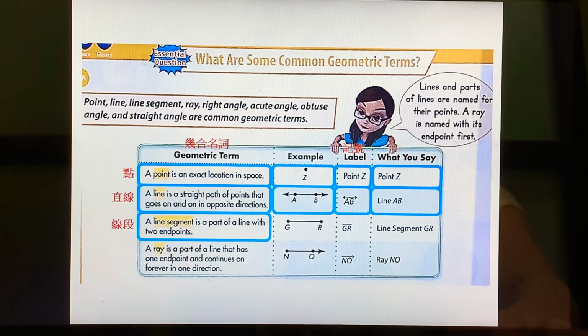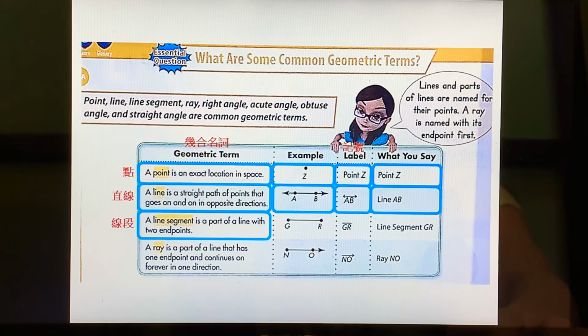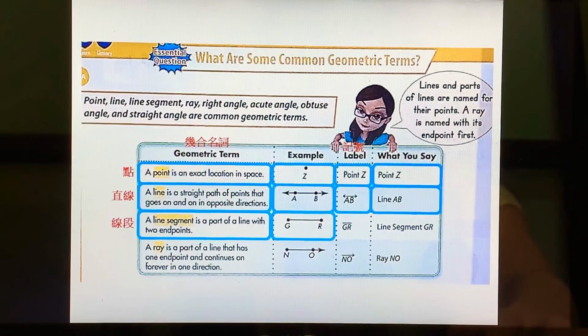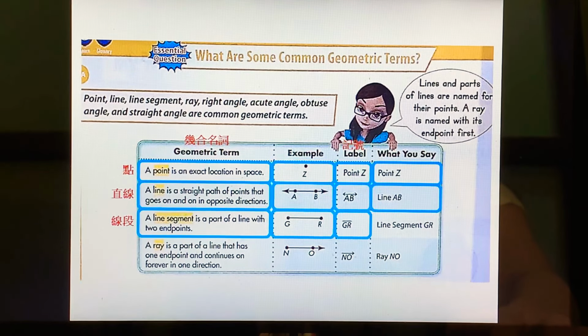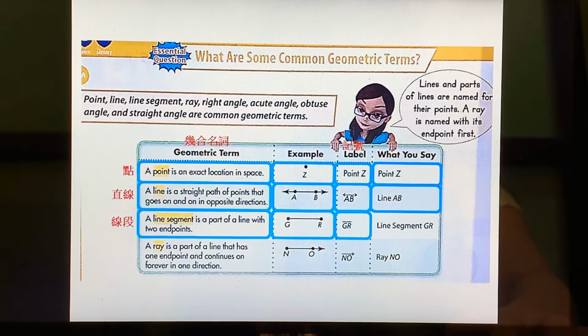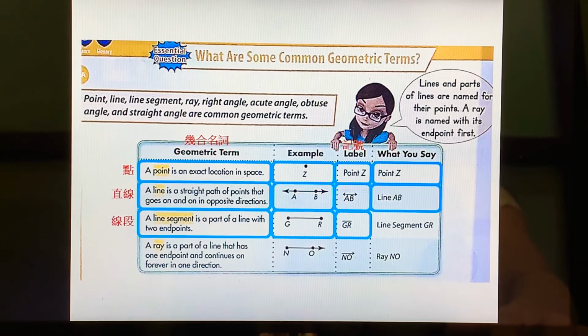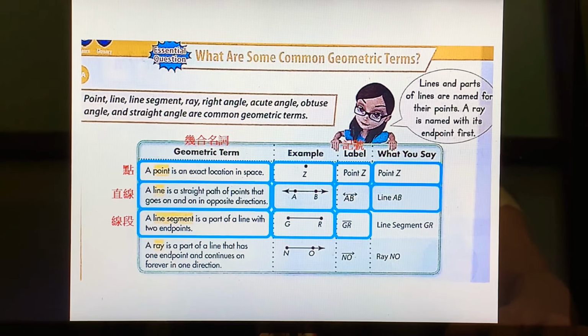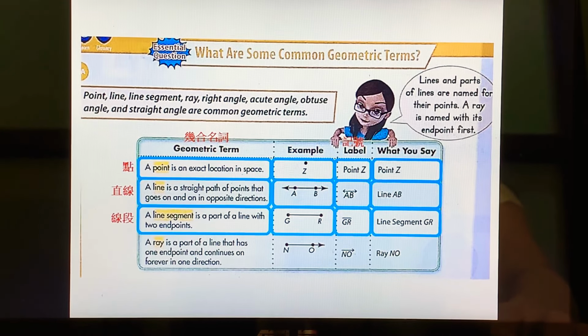A line segment is a part of a line with two endpoints. 线段不会无限延伸，它是有端点的 endpoints，所以它不会有箭头。How we label it? Line GR. 它的写法跟直线不一样，直线因为要无限延伸，所以你要画双箭头。线段不会无限延伸，它就停在那里，所以不用画箭头。How we say it? Line segment GR.